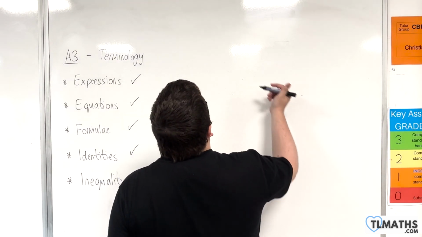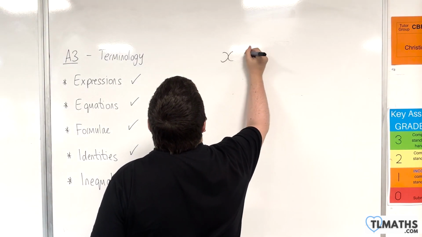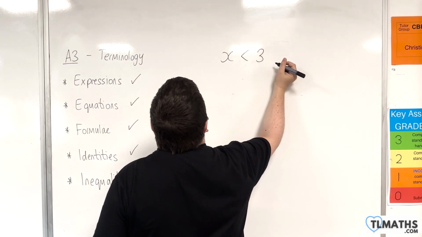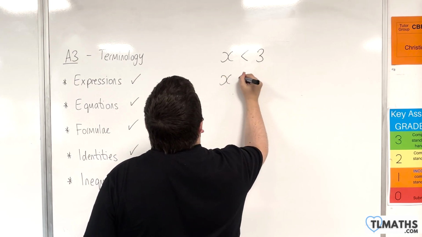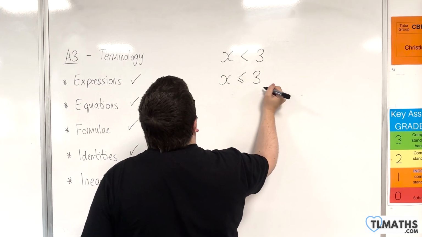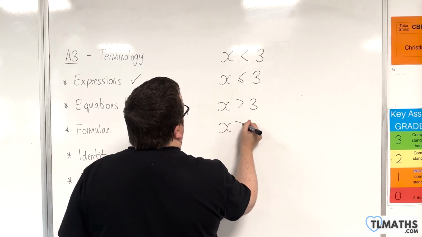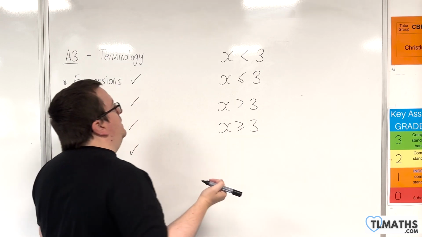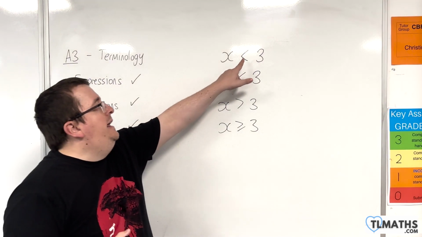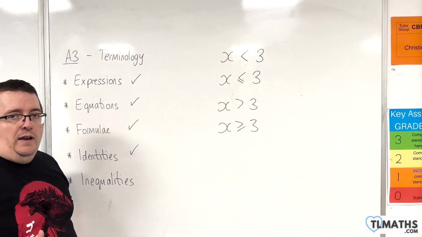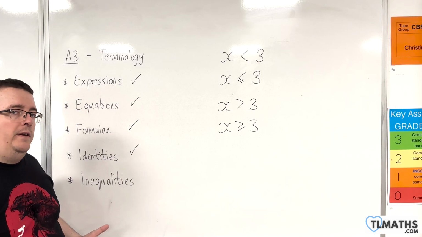So, for example, x is less than 3, or x is less than or equal to 3, or x is greater than 3, or x is greater than or equal to 3. If it's got any of those four symbols in it, then it has to be an inequality.